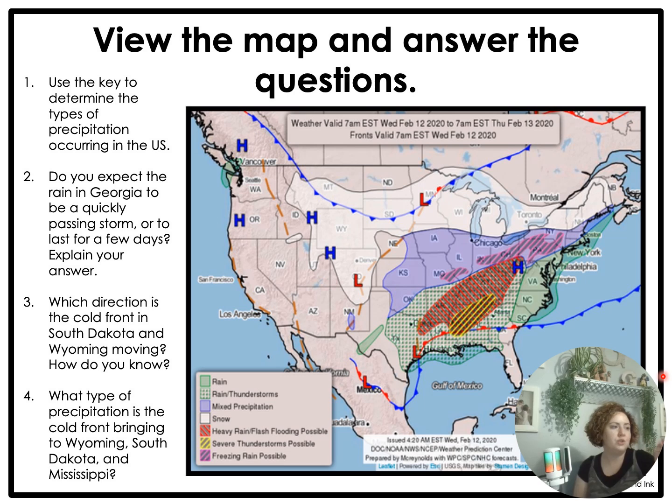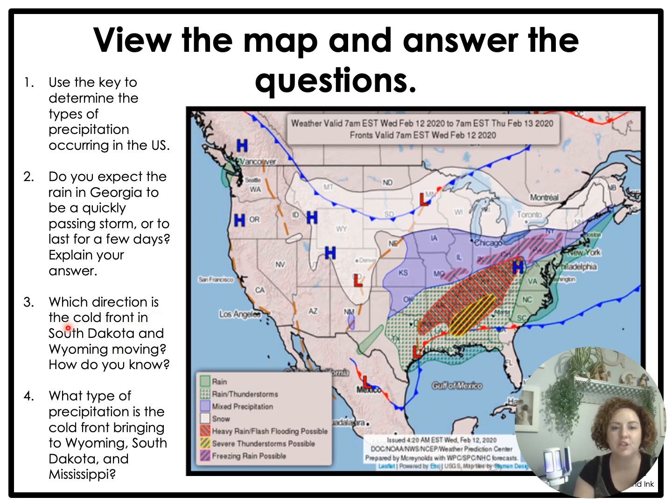Do you expect the rain in Georgia to be a quick passing storm, or should it last for a day or two? What's really hard to see is that Georgia is right here. Okay, so we're on the verge of, this is a cold front, but this is a stationary front. So in Georgia overall, we're probably expecting a few days of kind of icky weather. Maybe not thunderstorm sort of scariness, but you're going to see some precipitation for a while.